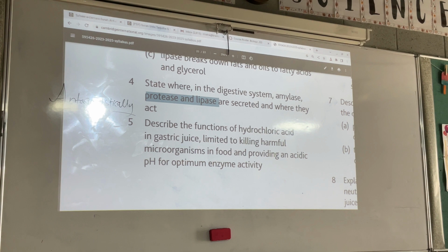Then the function of hydrochloric acid in gastric juice. What is it? For killing harmful bacteria in the food and providing acidic optimum pH for the enzyme to work, right?